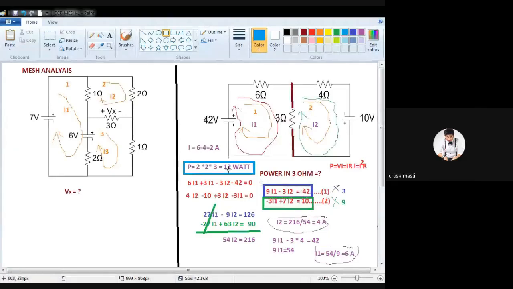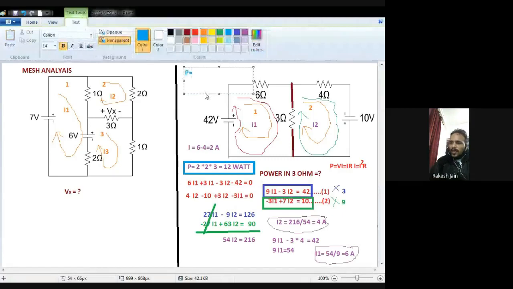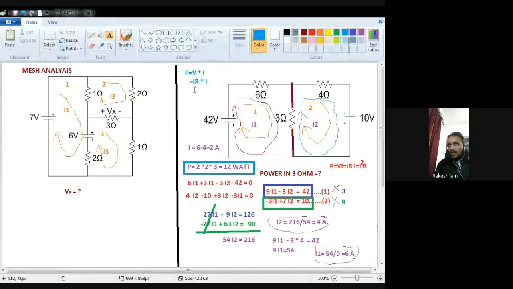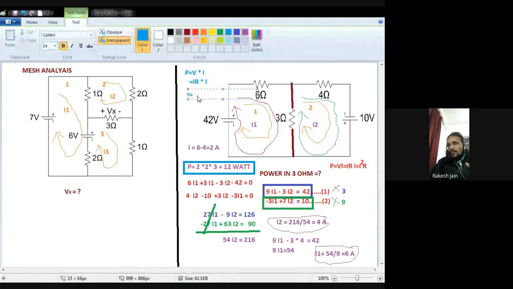Always remember, power is equal to voltage multiplied by current. Now from Ohm's law, voltage is IR. So P is equal to V multiplied by I; in place of V I write IR, so IR multiplied by I, that is I square R. Can you understand now?